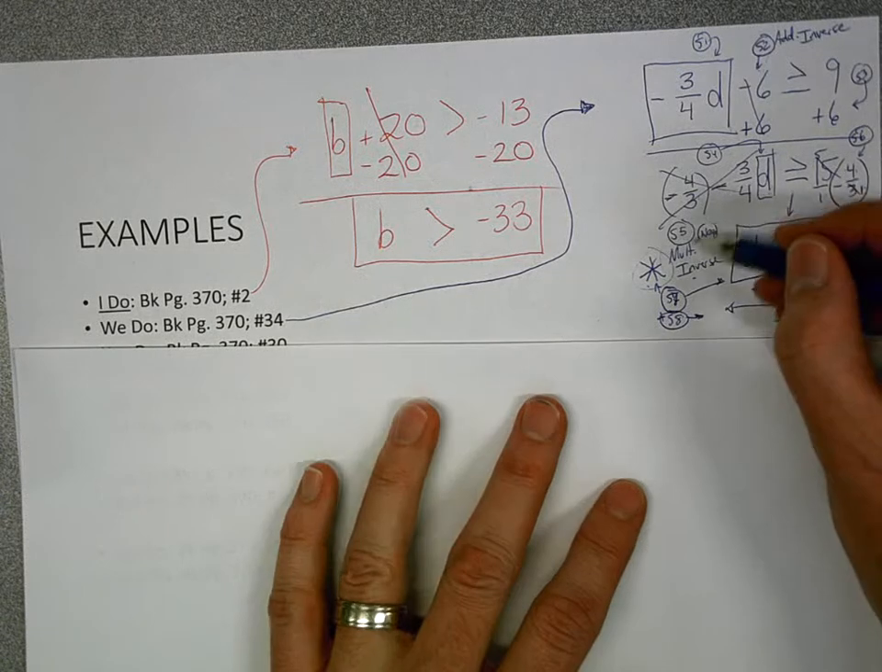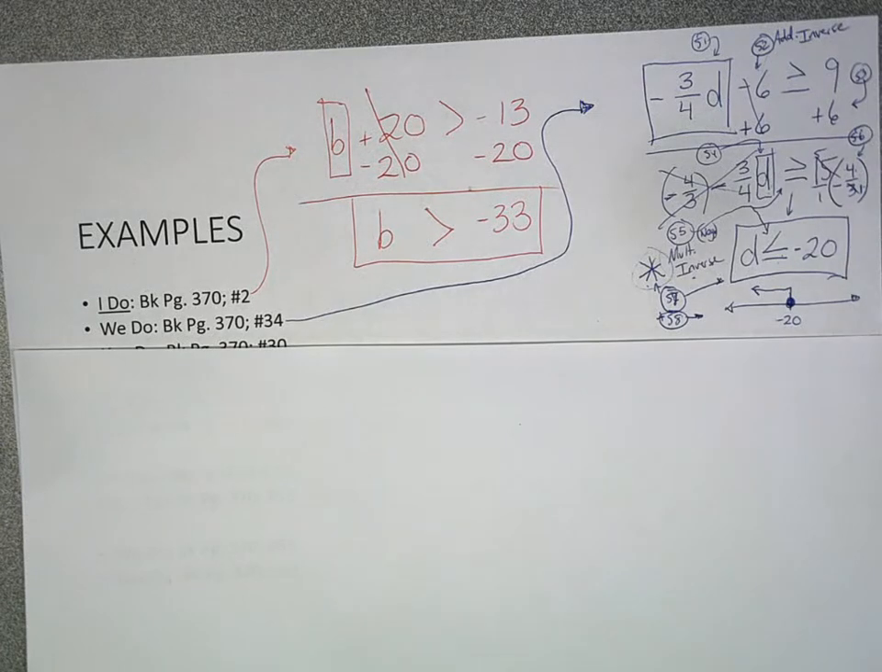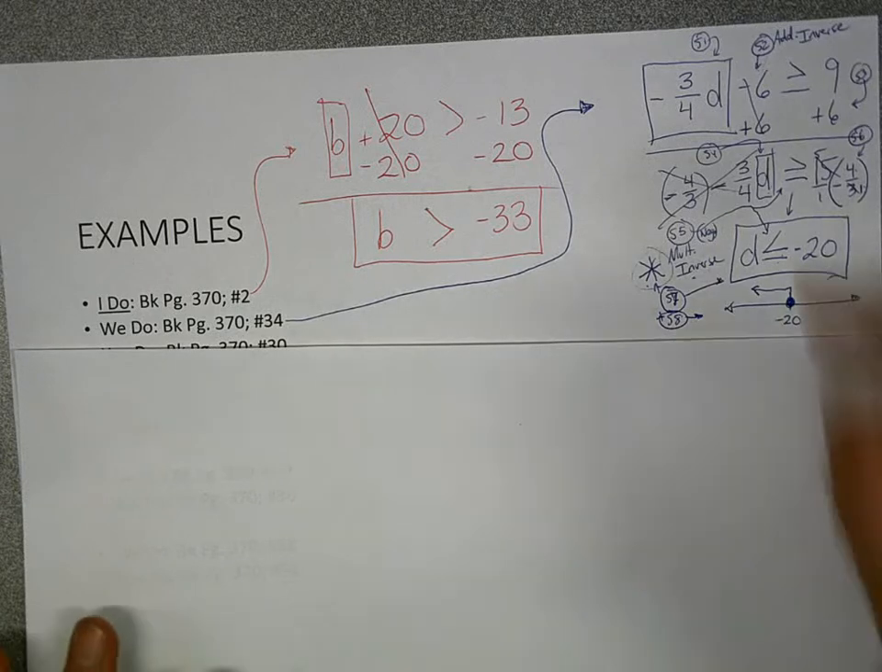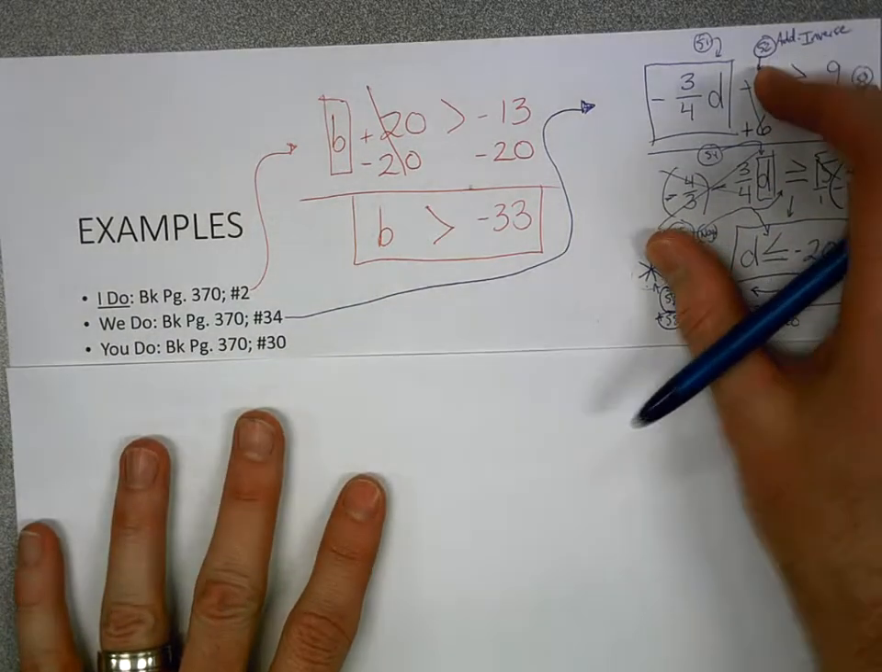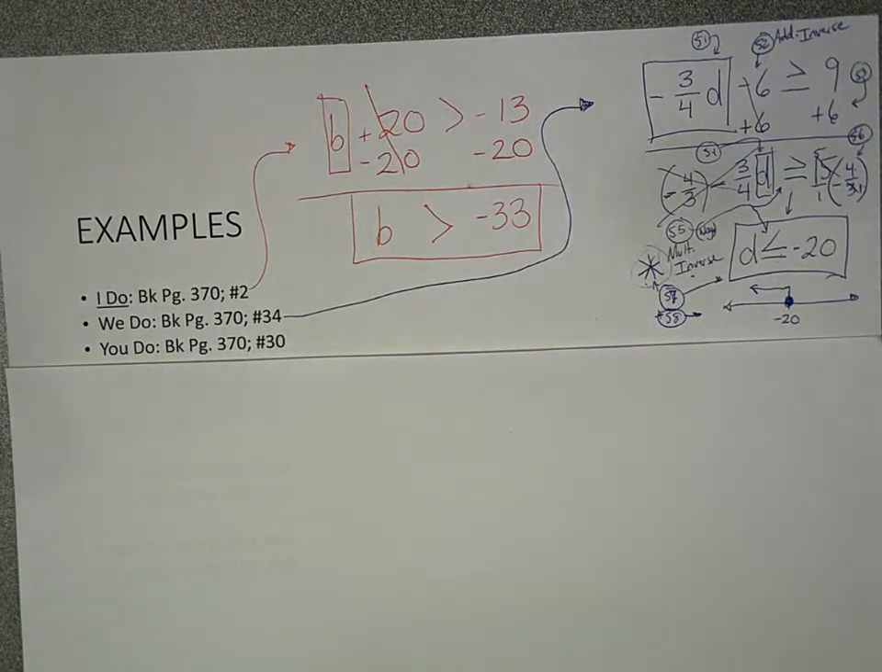If you're afraid you're going to forget when you get home, maybe take step 5 and point a little arrow at both signs to show yourself that you flipped them. All right, other questions? All right, here we go. The problem I want you guys to do is problem number 30. Go.